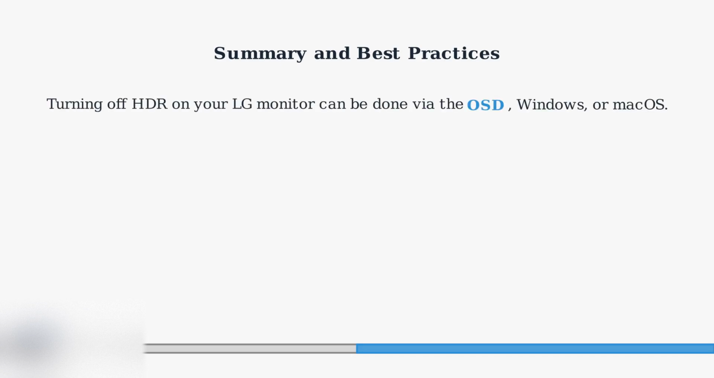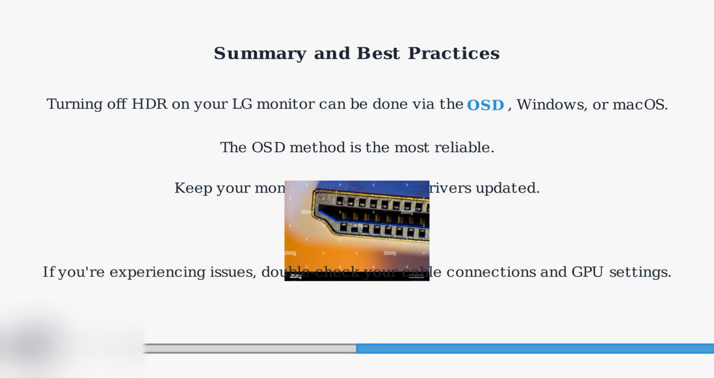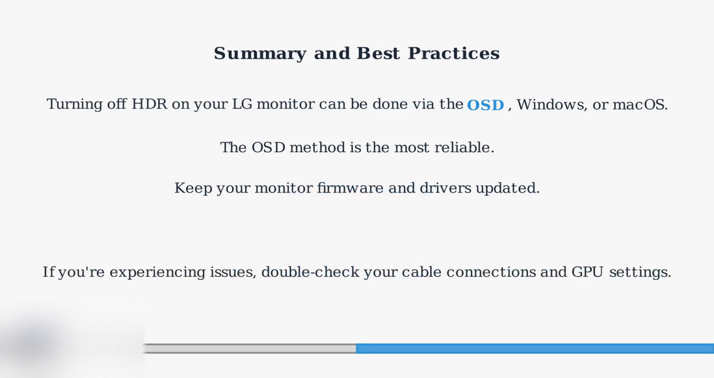In summary, turning off HDR on your LG monitor can be accomplished through three main methods: the monitor's on-screen display, Windows settings, or macOS preferences. Among these, the OSD method stands out as the most reliable approach, working directly on the monitor itself. To ensure optimal performance, always keep your monitor firmware and device drivers up to date. If HDR remains active despite your efforts, verify your cable connections and graphics processing unit settings. Ultimately, select the method that aligns best with your personal workflow and requirements.